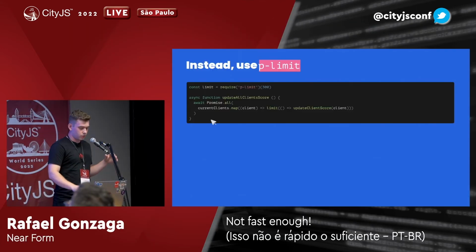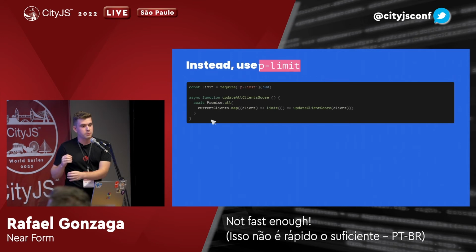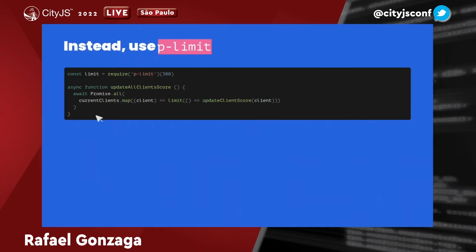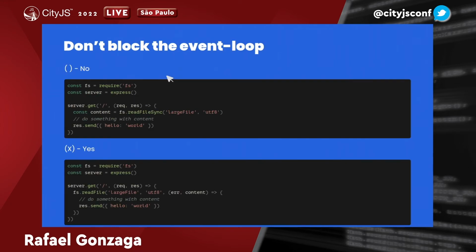Okay? So instead of using Promise.all with an unlimited array, use p-limit or another library that does this. There are several other libraries, so we need to check. It's up to you as an engineer to do that. But this is an example. We are limiting to only 300 promises per run. Okay? So this one you need to know.